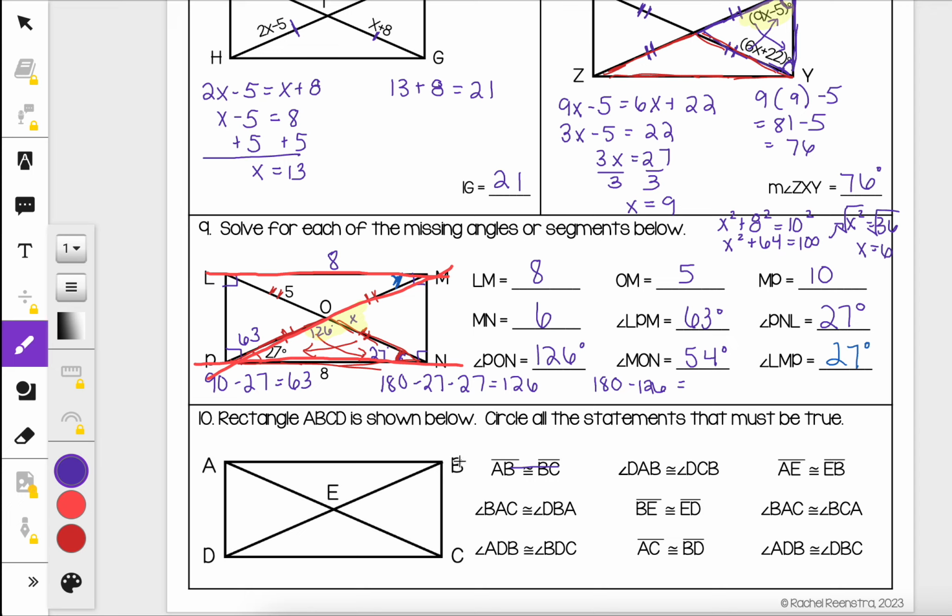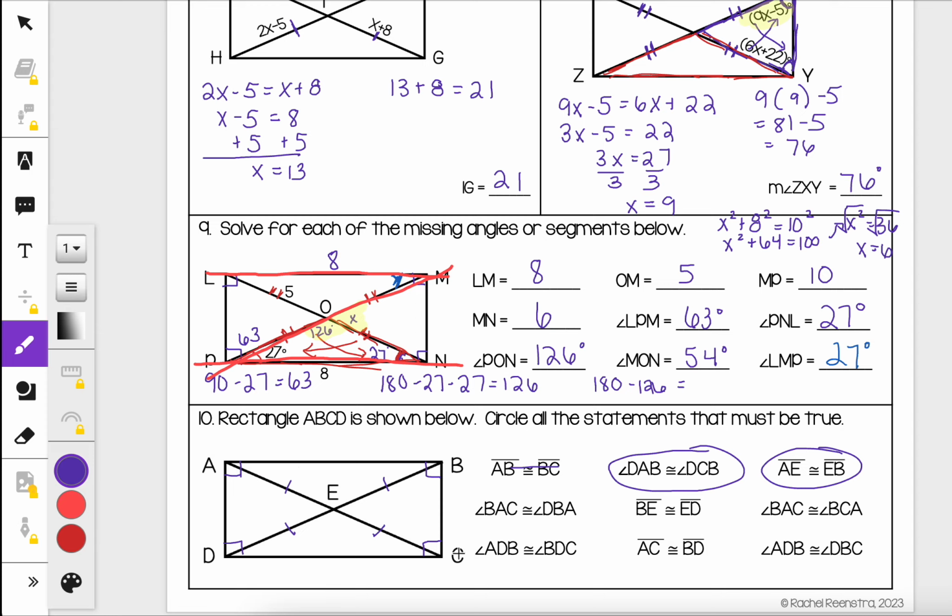Angle DAB is going to be congruent to DCB. Well, those are opposite angles, and they're also both going to be 90 degrees. So I know each of these guys here is 90 degrees. So that one's going to be true. AE is a piece of my diagonal, is congruent to EB. That's another piece. So remember, each of those 4 segments are congruent. So AE is congruent to EB.